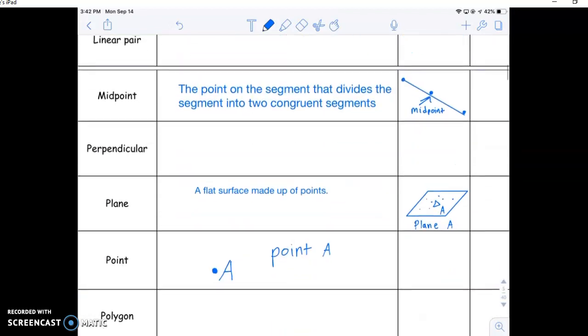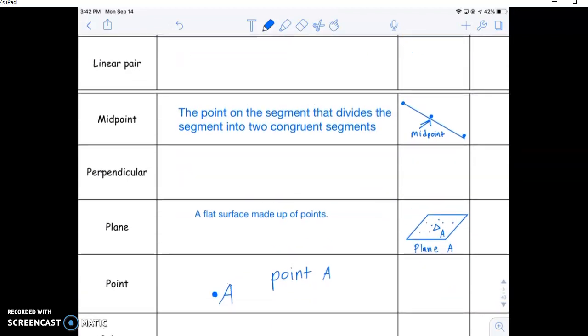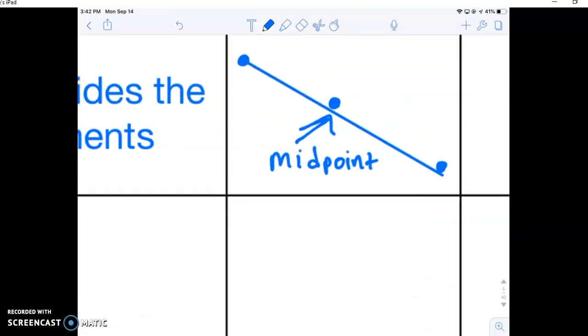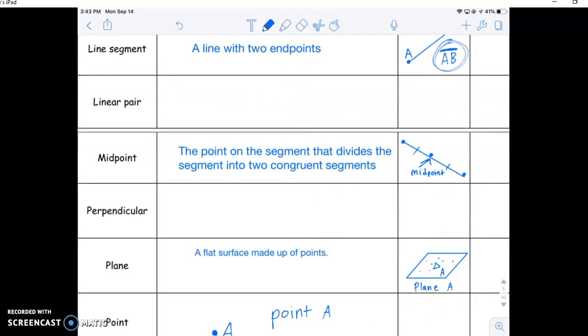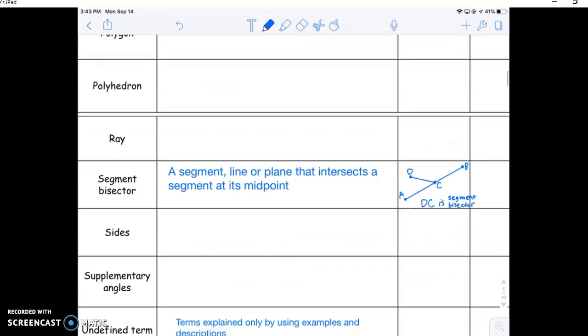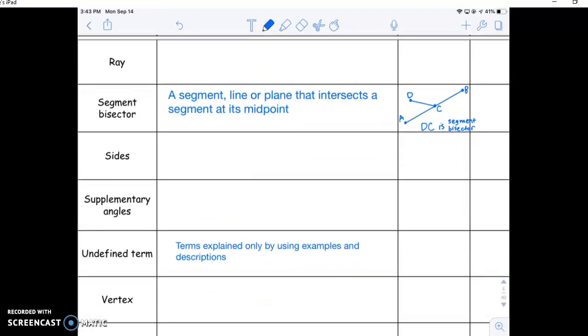First vocab word is a midpoint. Midpoint right here, it says the point on the segment that divides the segment into two congruent segments. So all it is if you look at a segment like this, midpoint is just a point that divides the segment into two equal parts. So that midpoint just divides this part and this part into being the same, making them congruent. Alright, so that's what a midpoint is. We'll come up with a formula on how to find the midpoint.